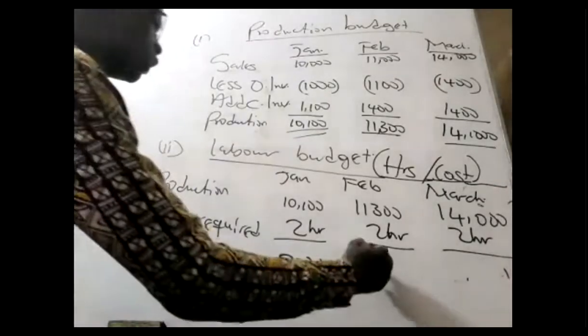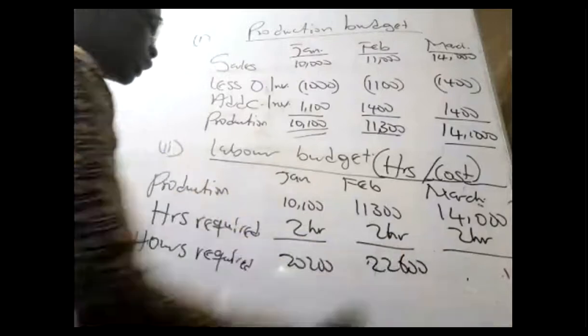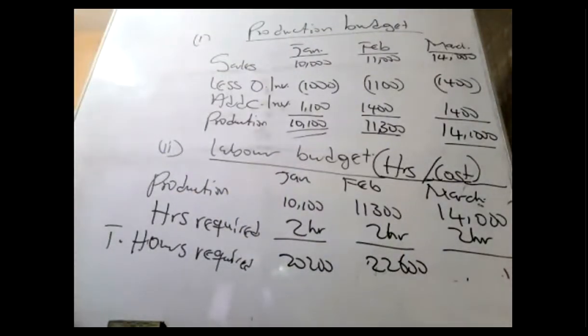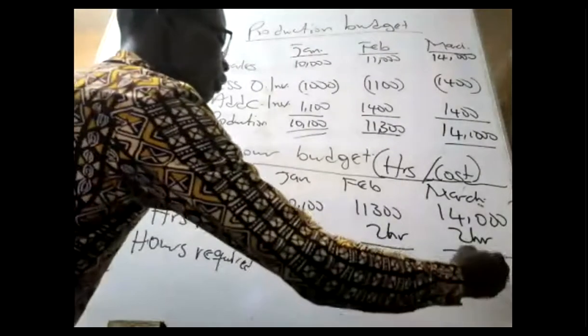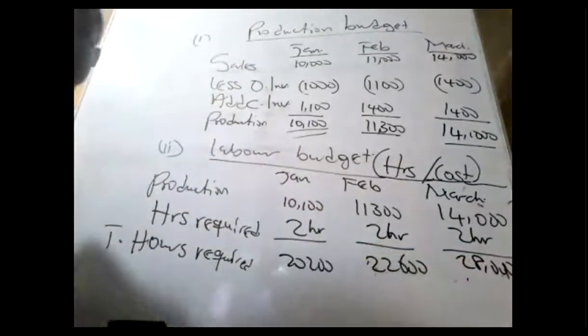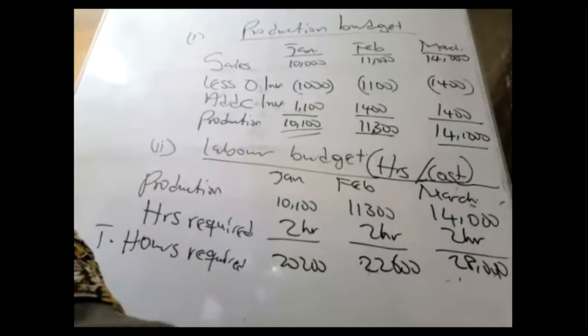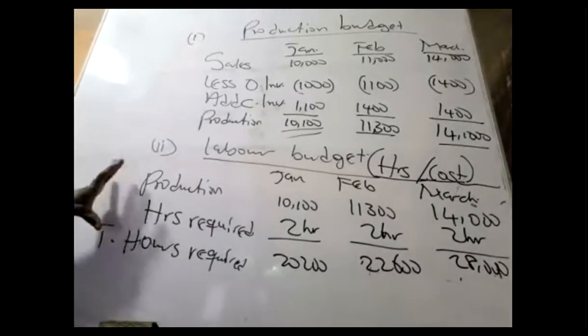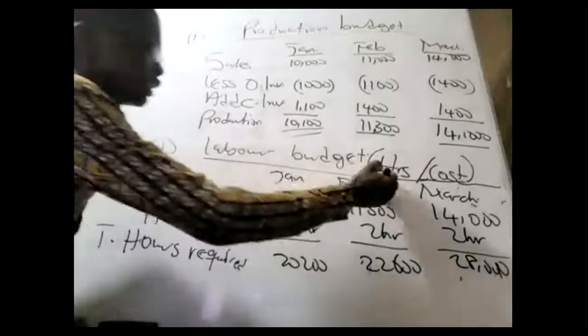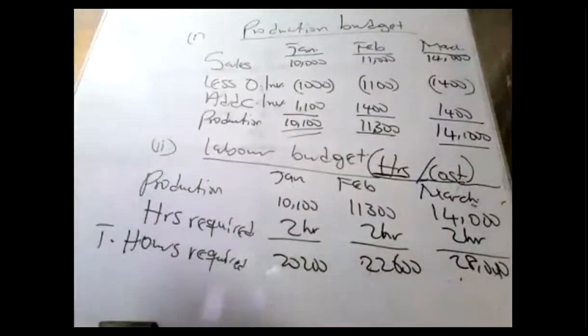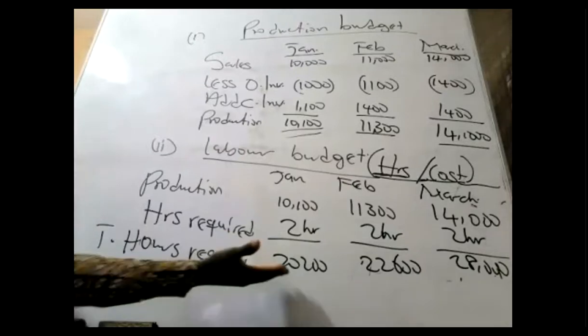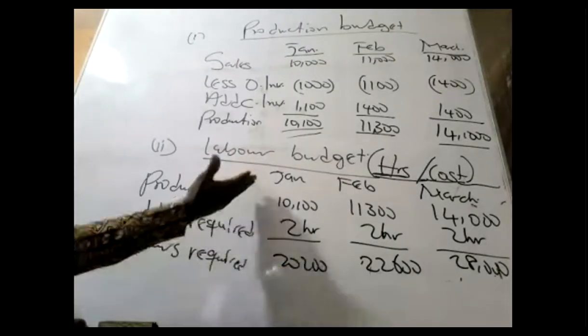And this will become 22,600. And then 28,000 for the last section. Okay. Now, when you have it like this, we are done for the first section, the hours. That is all. That means in the coming fourth year, we need to make 20,200 hours available in January.